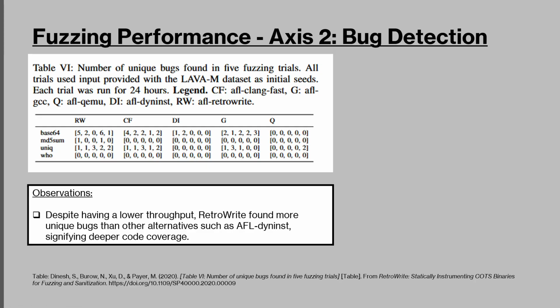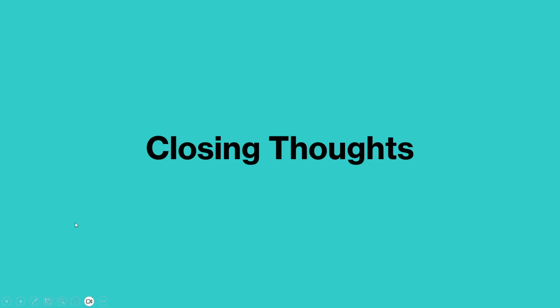Furthermore, AFL RetroWrite shared the best results for unique bug detection, highlighting its superiority over higher throughput alternatives which used less effective coverage guidance, a fact that is most likely correlated with shallower coverage explaining higher execution rates. However, it is important to note that these results were based on single runs of only a small number of programs over a 24-hour period.